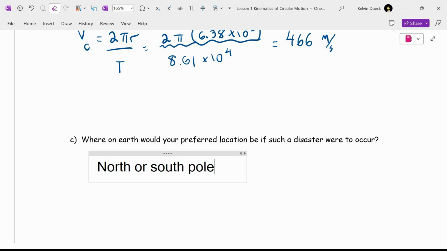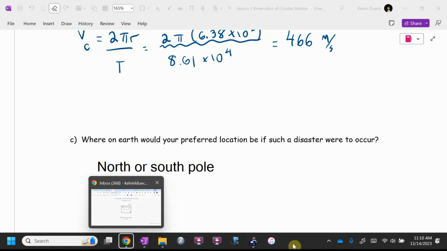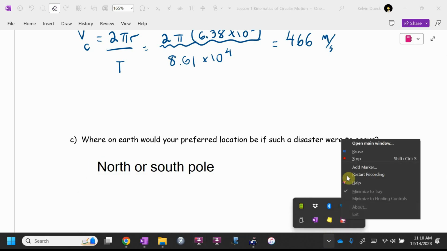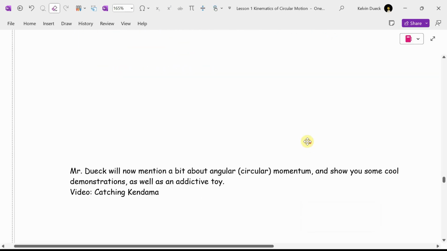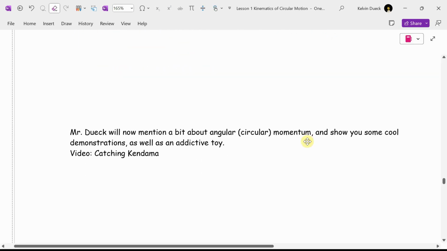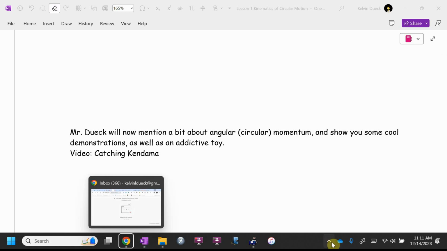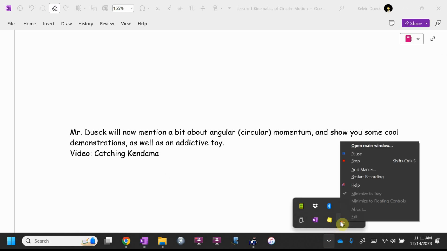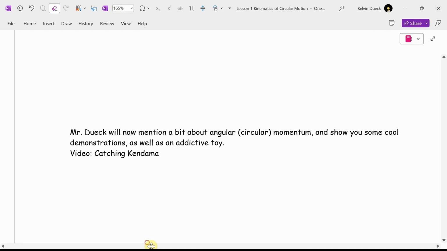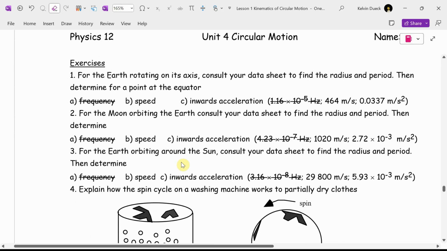Yeah. You got the wrong answer? Ah, you're going to need to find the pi button. Let me just hit pause for a second. Okay. Mr. Dueck will now mention a little bit about angular or circular momentum and show you some cool demonstrations as well as an addictive toy. Mr. Dueck forgot to get the addictive toys out, but he can get them out right now. Okay.